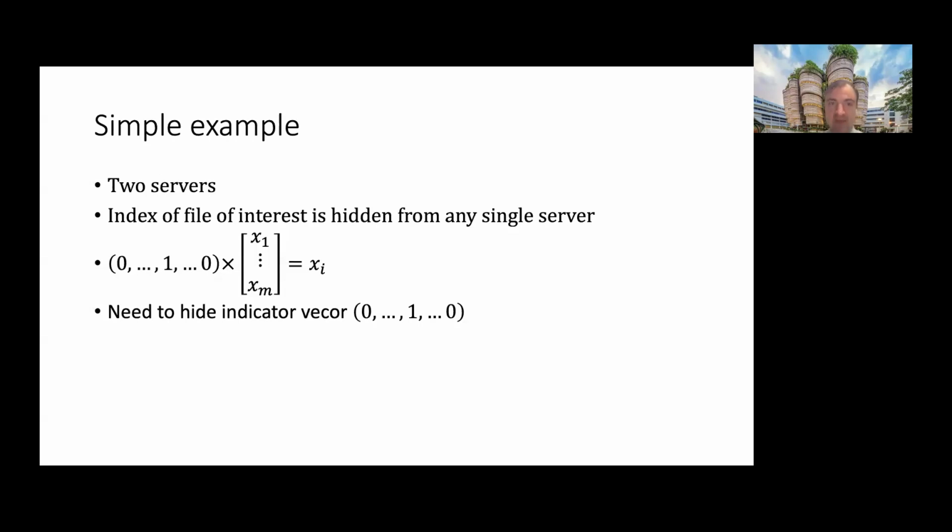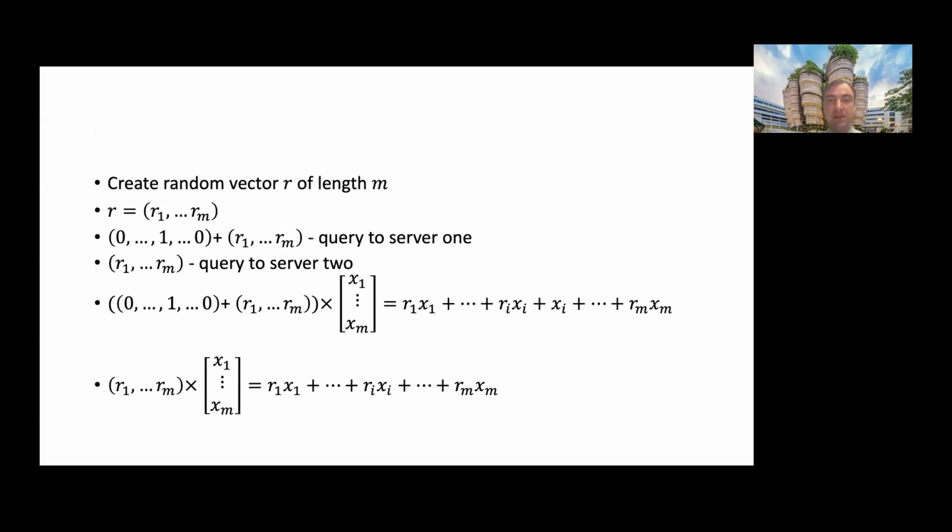To ensure that the index of the file of interest is hidden, we need to hide the indicator vector of the file of interest. How can it be done? Here we can use techniques from the wiretap channel II, introduced by Ozarow and Wyner in 1984. Here we can create a random vector R of length M.